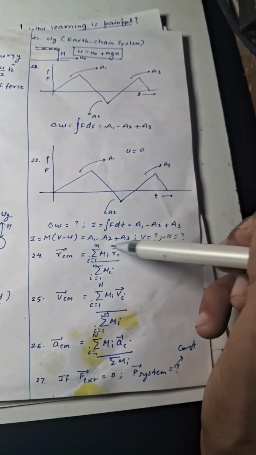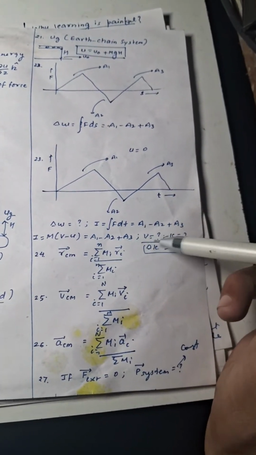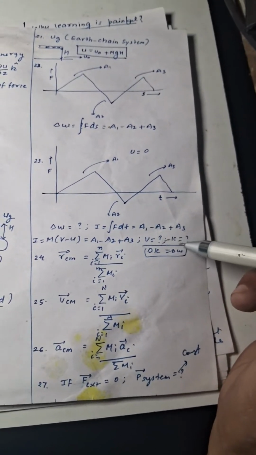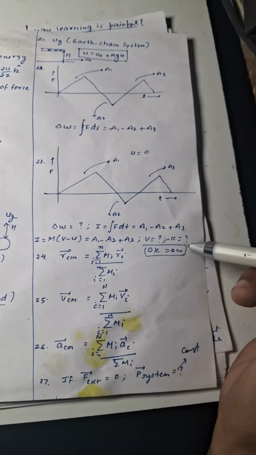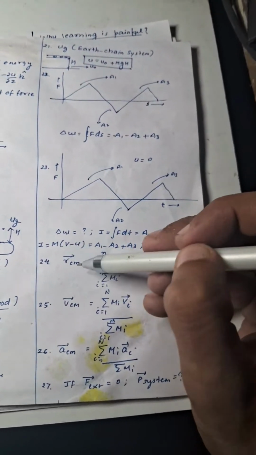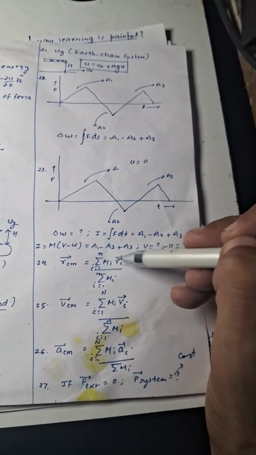From impulse you can find the final velocity, and from the final velocity you can find the final kinetic energy. Initially, so you can find the change in kinetic energy over here, which will be equal to the work done by the force.